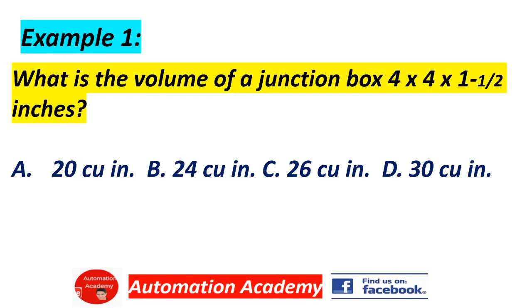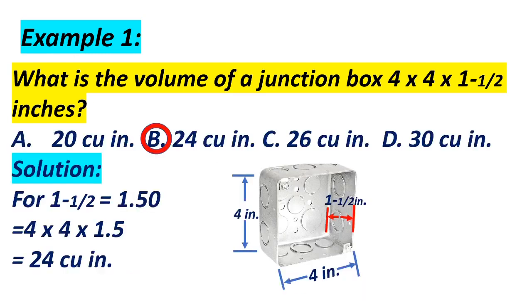Example number 1. What is the volume of a junction box 4 by 4 by 1.5 or 1 and 1 half? A. 20 cubic inches, B. 24 cubic inches, C. 26 cubic inches, D. 30 cubic inches. Solution, 1 and 1 half equals 1.5, 4 by 4 by 1.5 equals 24 cubic inches.